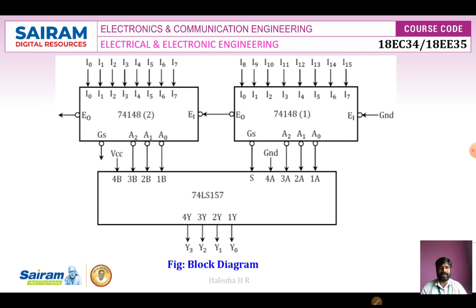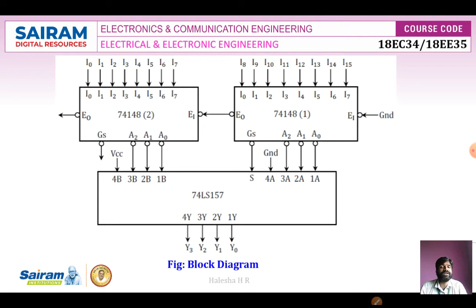So now this is the cascading diagram. See, 74148 is an 8:3 priority encoder, correct? So we use two of them, 741481 and 741482. Inside the block diagram, I0 to I7 and I0 to I7. For the left one, we connect I0 to I7 of the 16:4 priority encoder. To the right one, that is 741481, we connect I8 to I15, and the enable input of the right one is connected to ground, that is always 0, meaning it is selected.